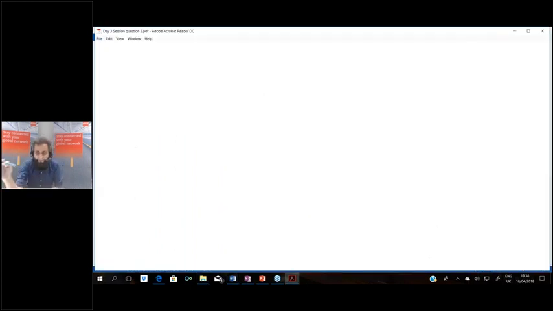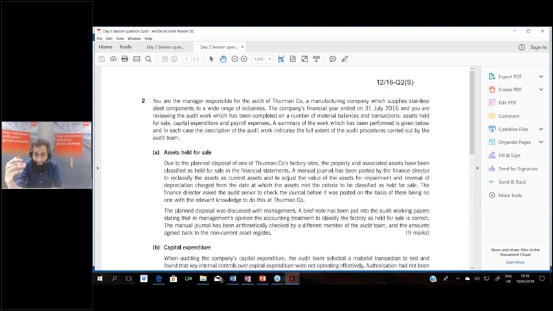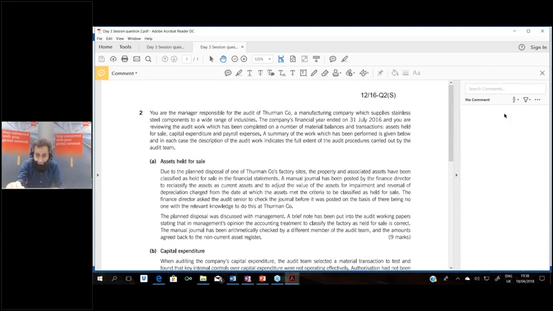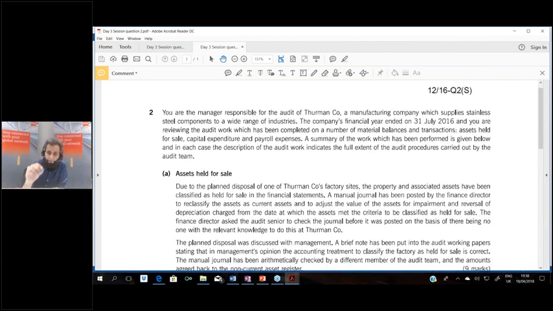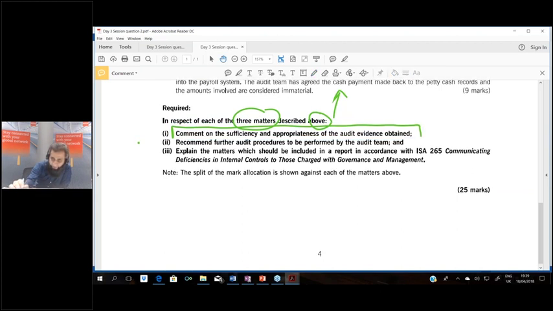December 16 exams, and I'm using the December 16 exams question number 2 as the type 2 question. Now you go down and see the type 2 requirements. See the first requirement. In respect of the 3 matters described above, comment on the sufficiency and appropriateness of the evidence obtained. Was that something told to you in my lecture today? Comment on the sufficiency and appropriateness of the evidence obtained. So was that part of my lecture? Right?